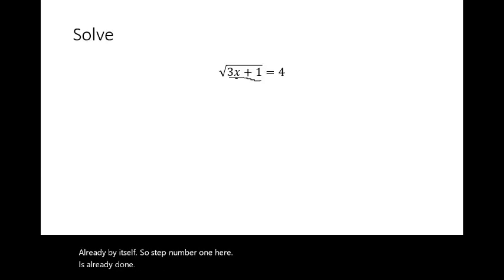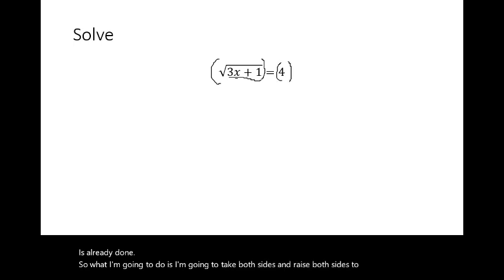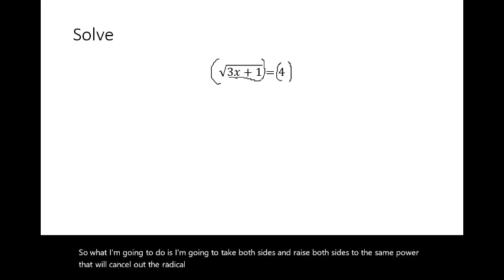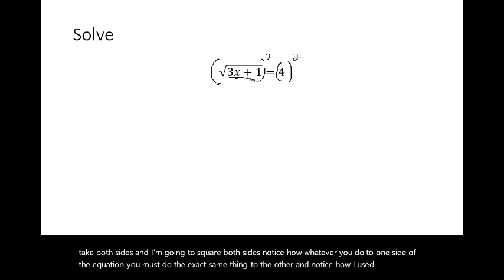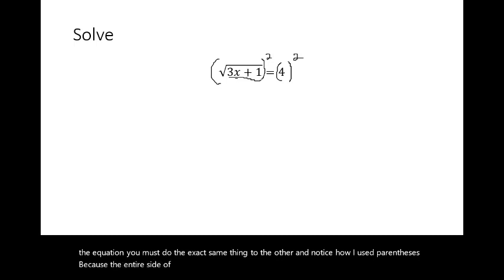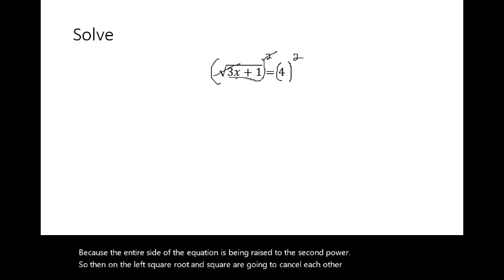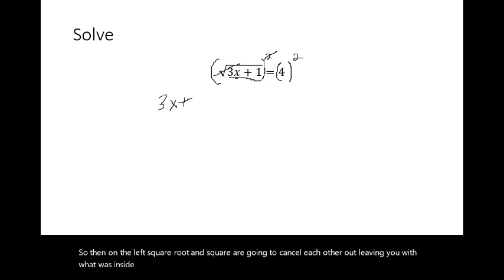So I'm going to take both sides and raise both sides to the same power that will cancel out the radical. What power cancels out a square root? A square. So I'm going to square both sides. Notice how whatever you do to one side of the equation, you must do the exact same thing to the other. And notice how I used parentheses, because the entire side of the equation is being raised to the second power. Then on the left, square root and square are going to cancel each other out, leaving you with what was inside the radical, 3x plus 1.